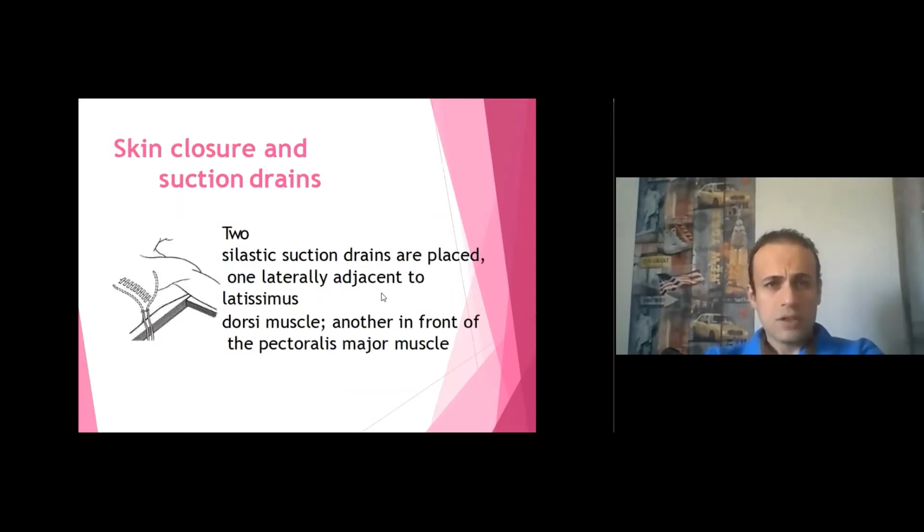Skin closure. As a standard procedure, underneath the skin we go through two drains. One goes laterally, adjacent to the latissimus dorsi muscle, and another in front of the pectoralis major muscle. That's to ensure that the blood and secretion of the operation go through these two drains.